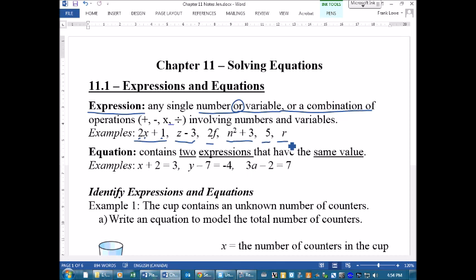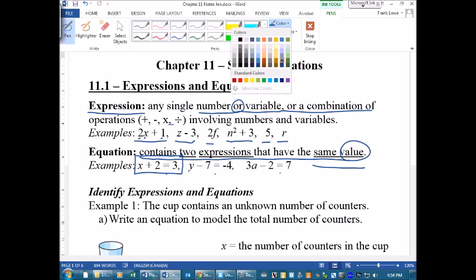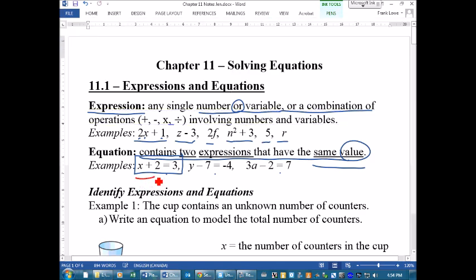Now, it's a very easy jump from expression to equation, because an equation contains 2 expressions that have the same value. And because they have the same value, in an equation, you're always going to see an equal sign, because equal means it's the same on both sides. So if we look at this one, x plus 2 equals 3. I'm going to use a different color, so that x plus 2 is the same value as 3. And down the road, you're going to figure out that x must be 1, because 1 plus 2 is 3, and they're balanced, right? It's equal on both sides.